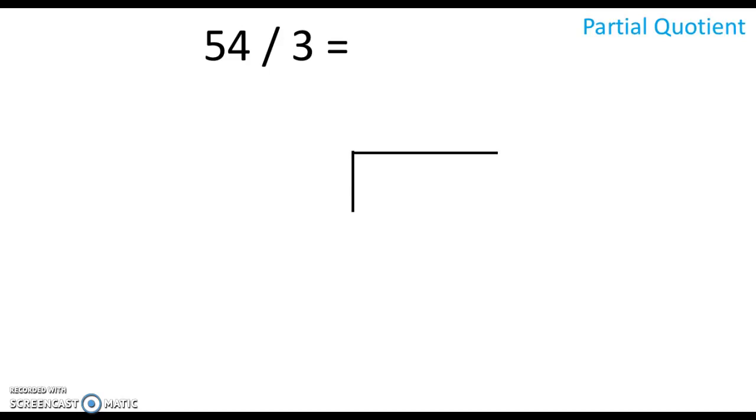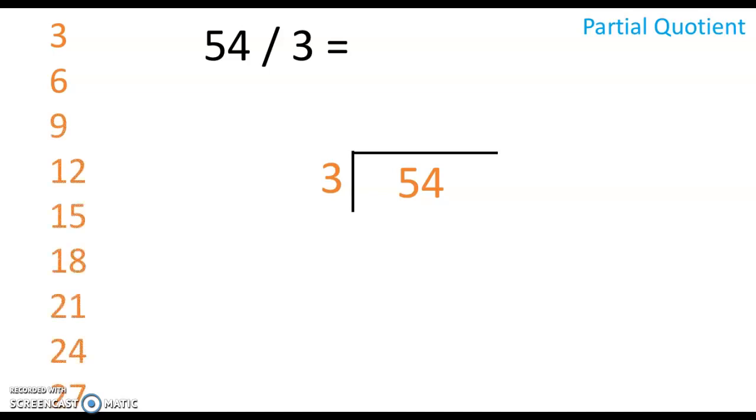54 divided by 3 using partial quotient. First, put your 3 on the outside, your 54 on the inside, and look at your multiplication facts for 3's. We're also going to write out our steps.